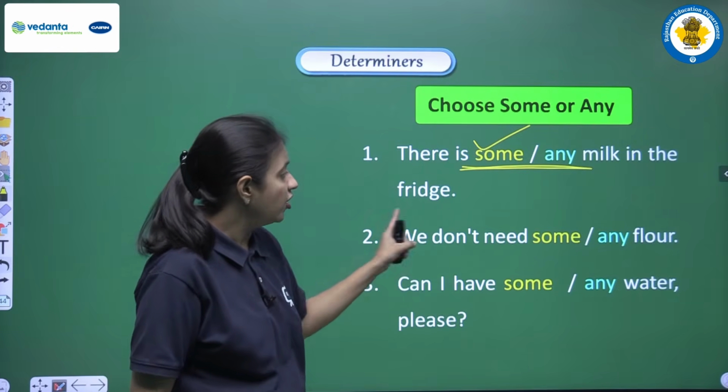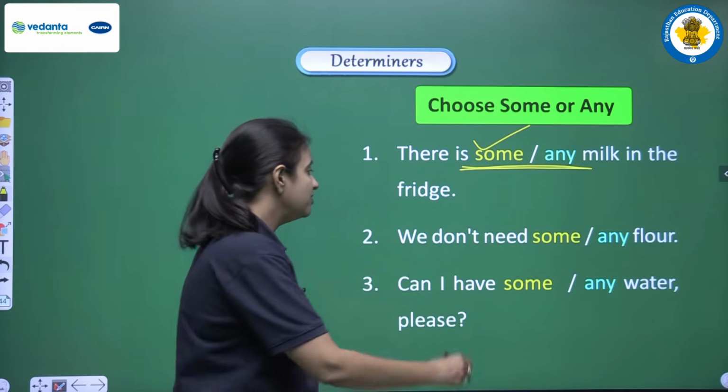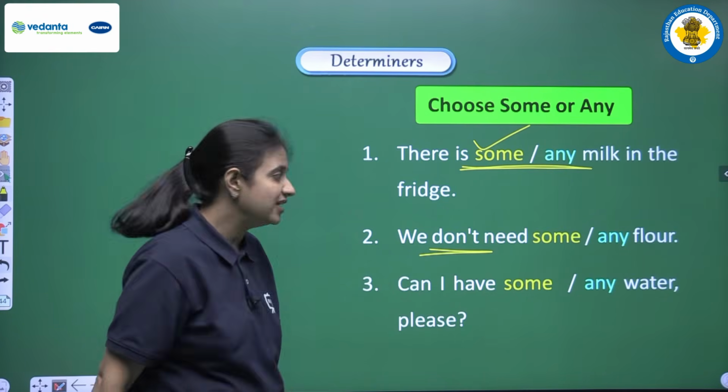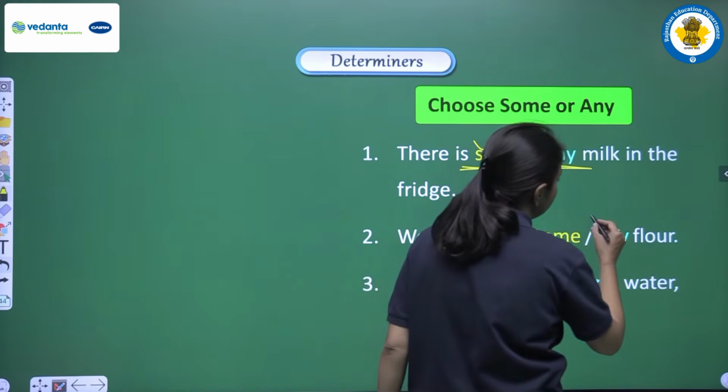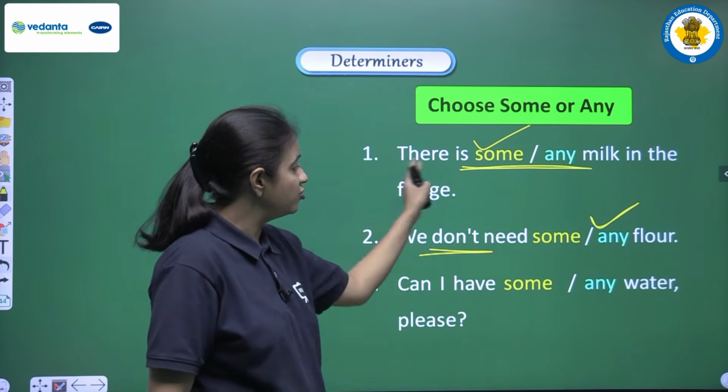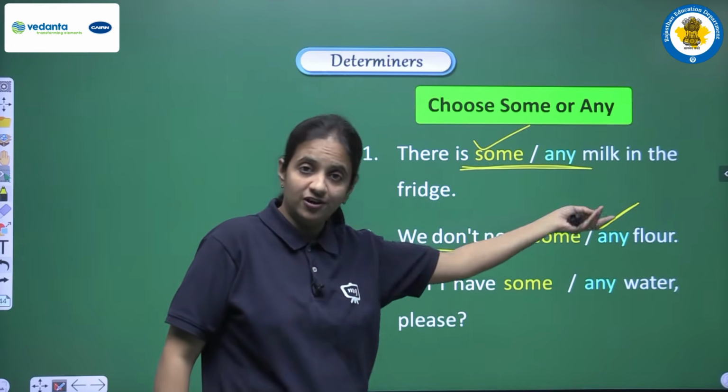Second is we don't need flour. So here we are having don't, which means do plus not. So we are having a negative sentence, and because of this reason here we will choose any as the answer, and the complete sentence will be we don't need any flour.